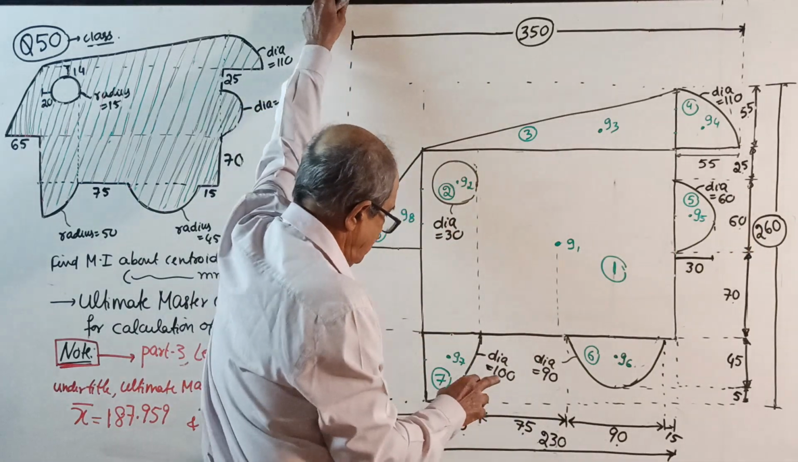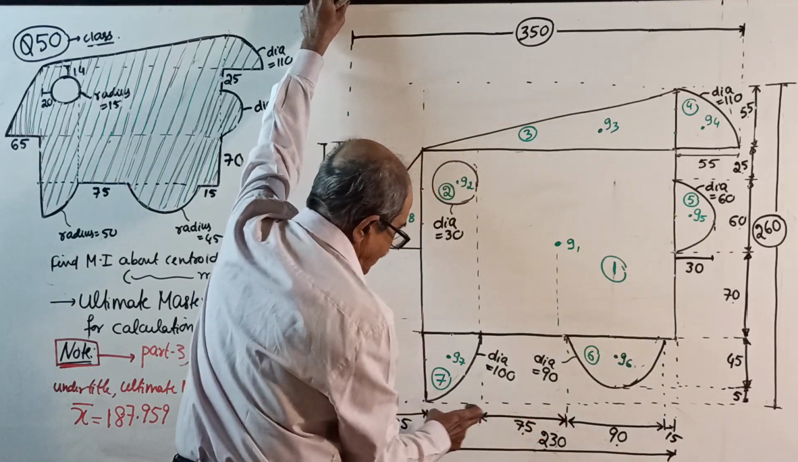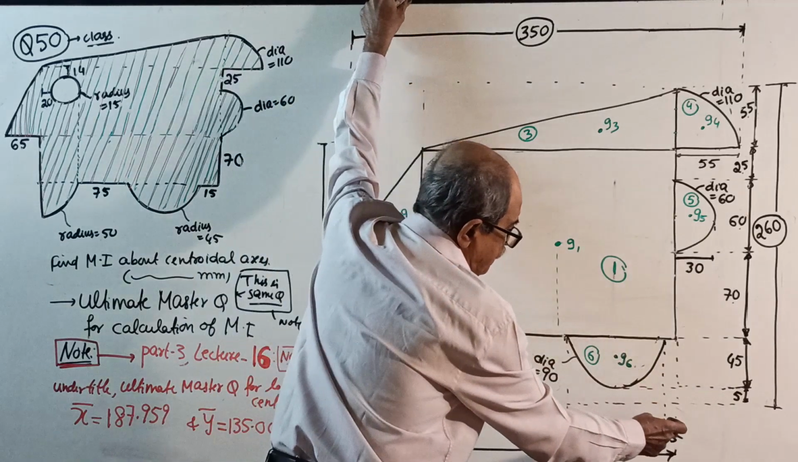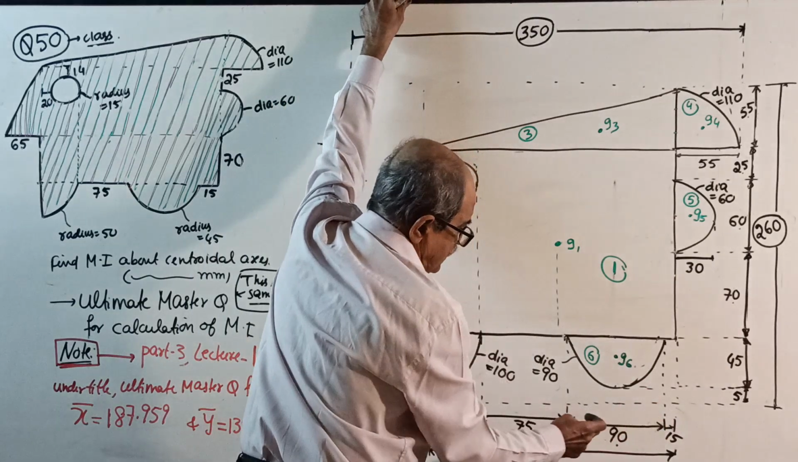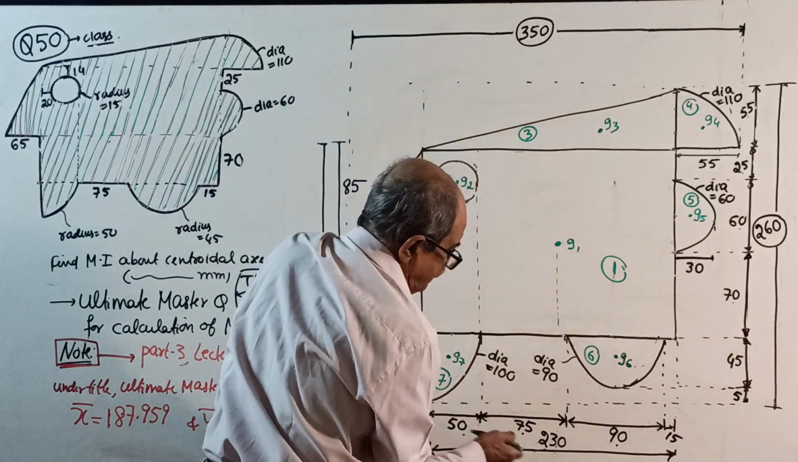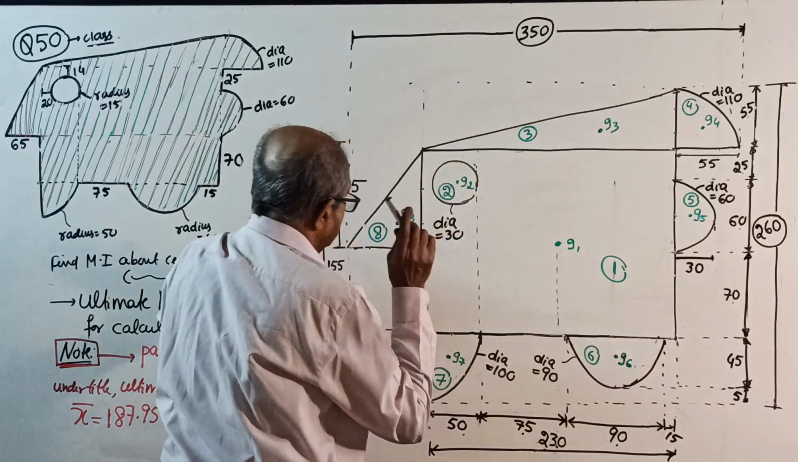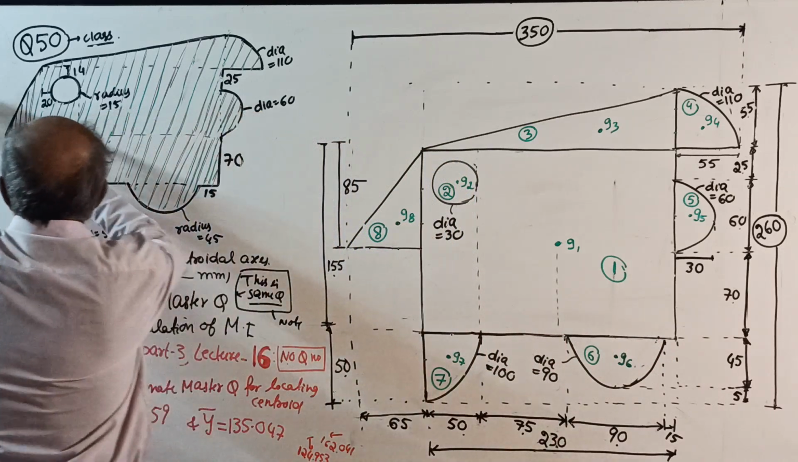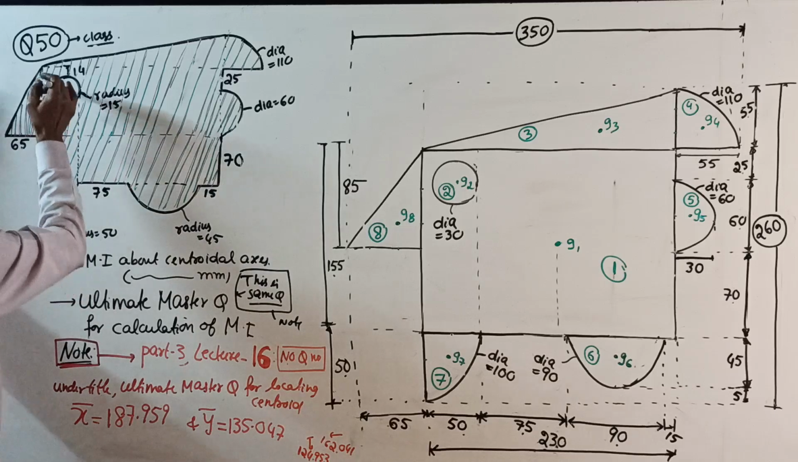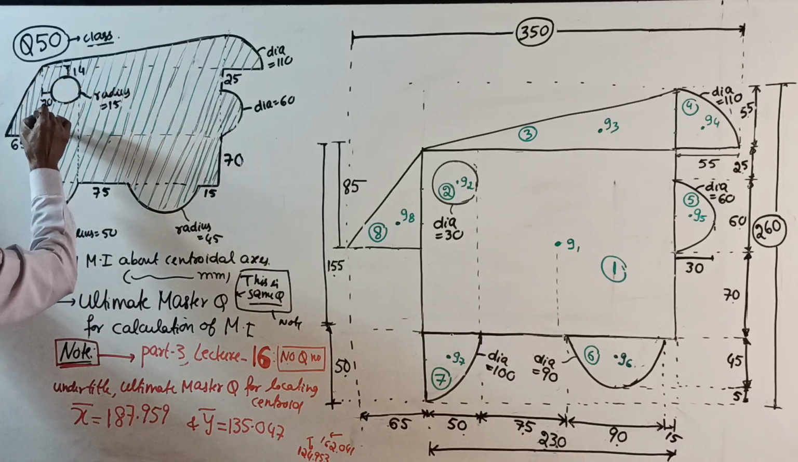So 230, over. 50 plus 75 is 125. 125 plus 15 is 140. 140 plus 90 is a total of 230. That is going to be the base for the rectangle. Then there is a triangle part that will come here. See, one triangle will come here.